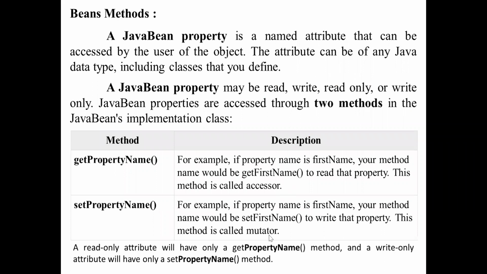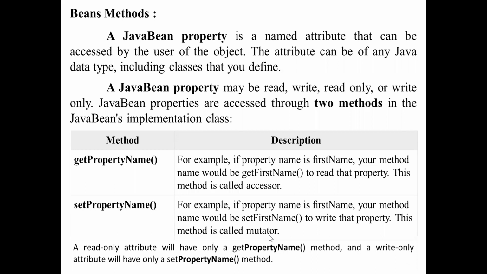And it is very important. There are two bean methods in Java beans: one is get property name and the second one is set property name. These are the two methods we have to use as bean methods. So we can go one by one.